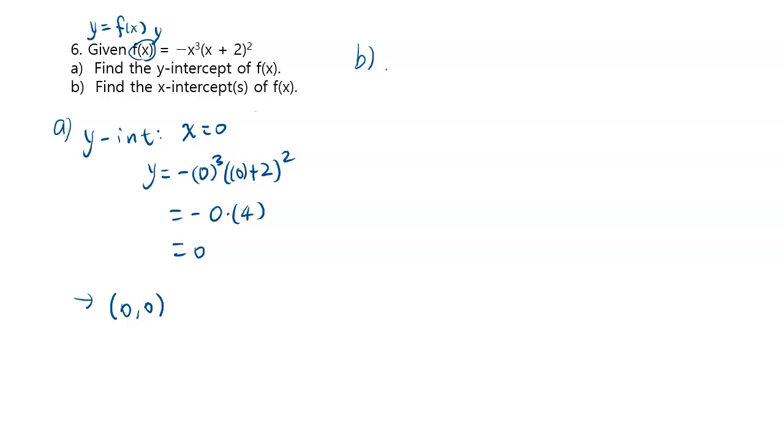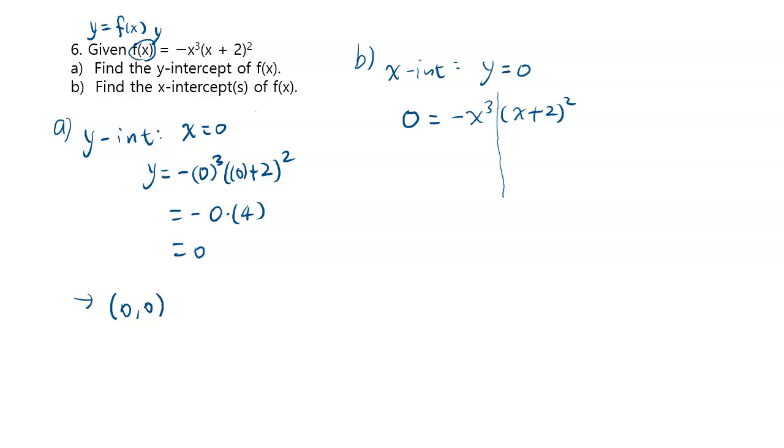Now for B, we want the x-intercept, and to do that you set y as 0. If you replace this y by 0, let's see what you get. 0 equals negative x cubed times (x plus 2) squared. The structure on the right side is that you have something multiplied by another thing. And we also know that whenever two or more things are multiplied to create 0, that means at least one of the factors must be 0, because if none of them are 0, how can you have a product which is 0? That's impossible.